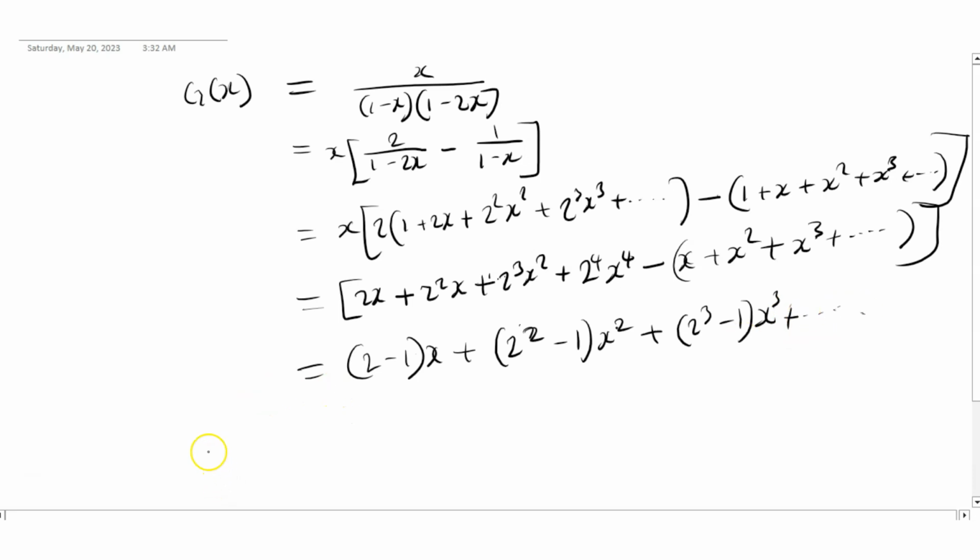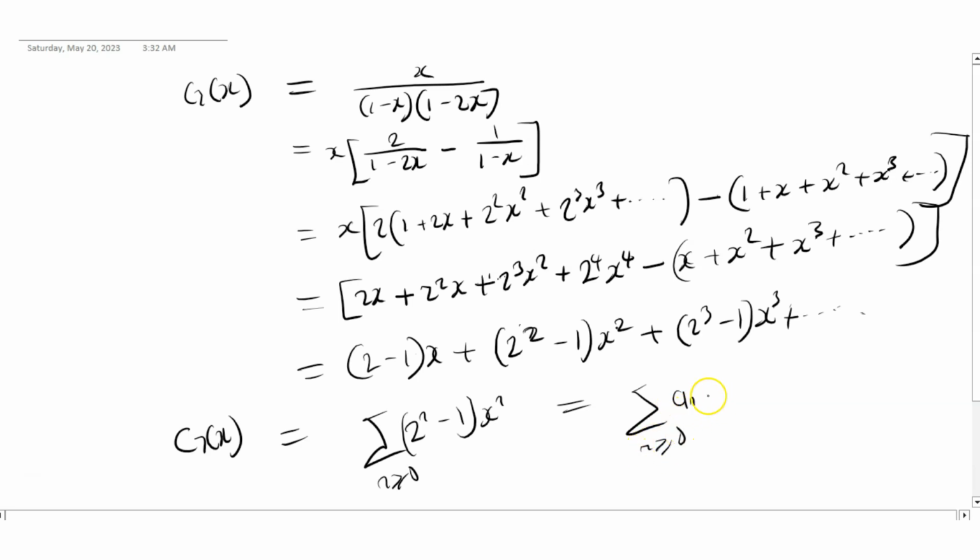So this means that g of x is equal to the sum of 2 to the n minus 1 times x to the n, from n greater than or equal to 0. But we know that this is equal to the sum of a sub n x to the n from n greater than or equal to 0. Therefore a sub n is 2 to the n minus 1, and this is the general formula for the sequence we are actually looking for. And this solves the problem completely.